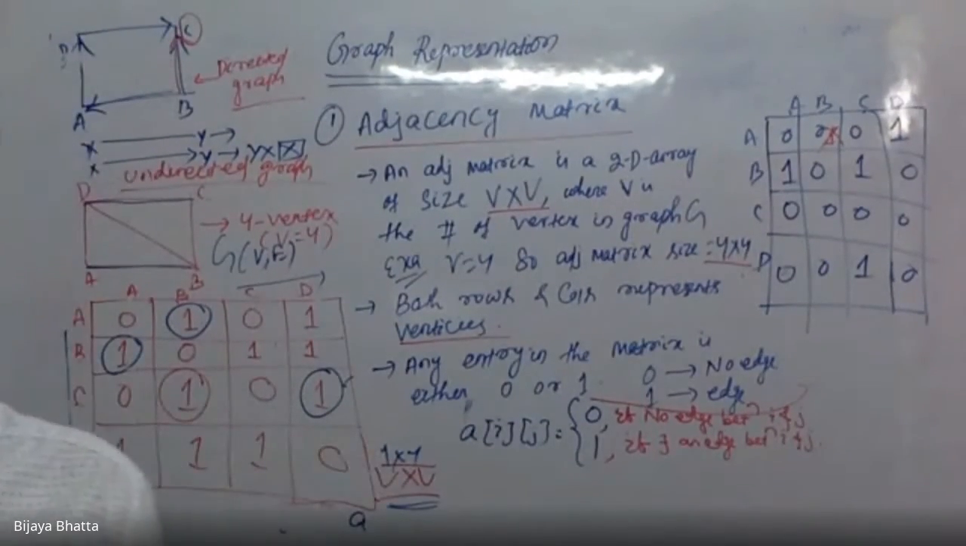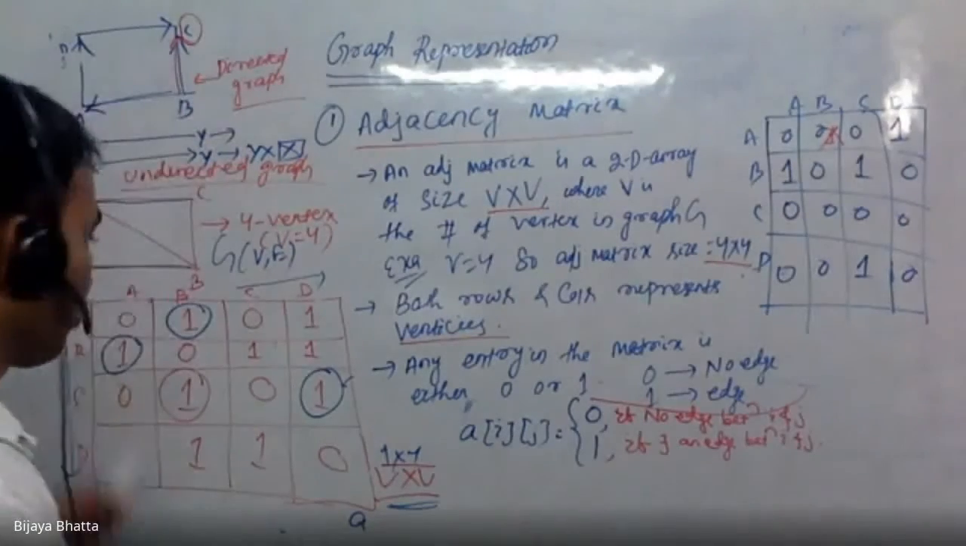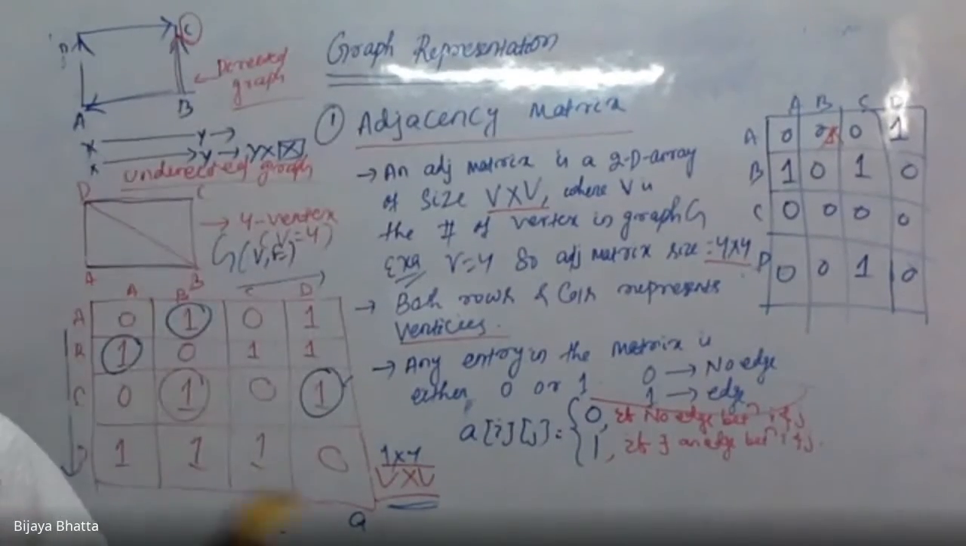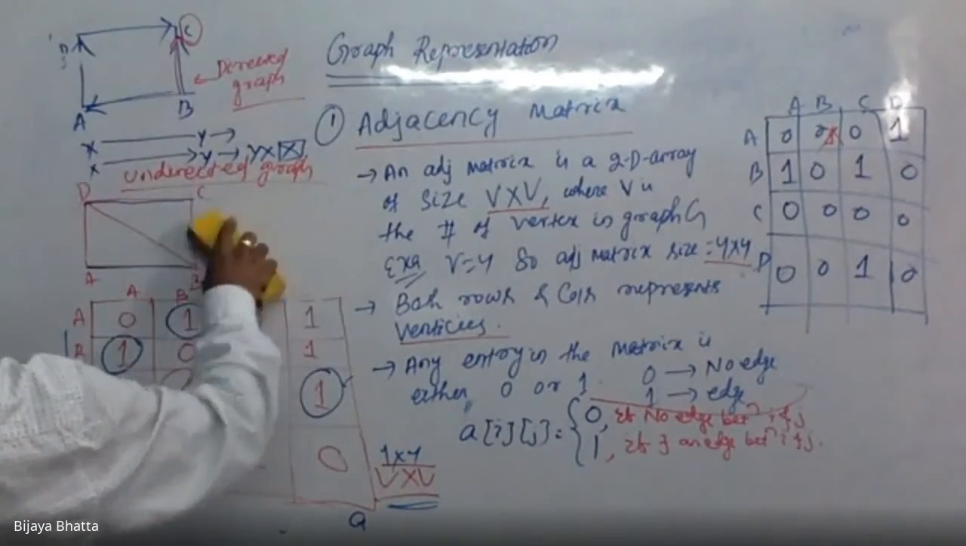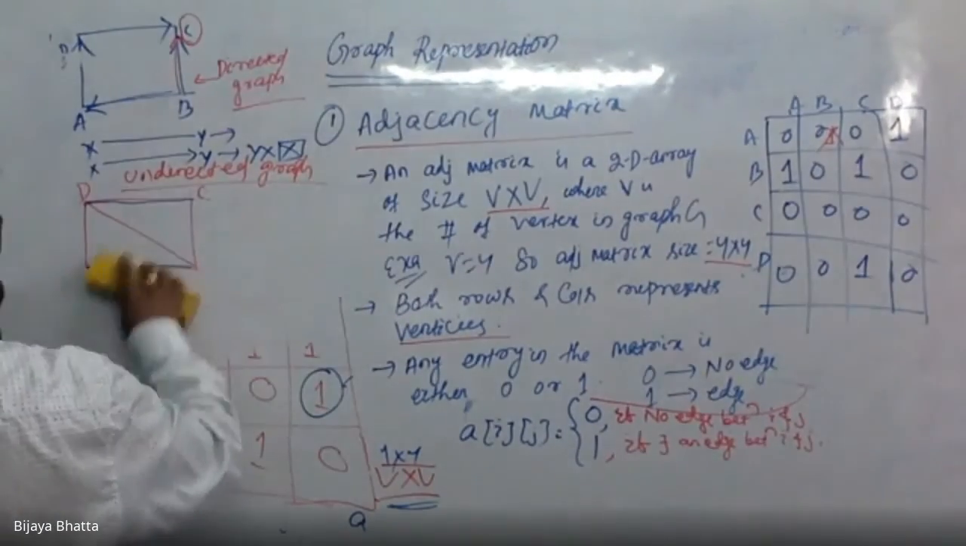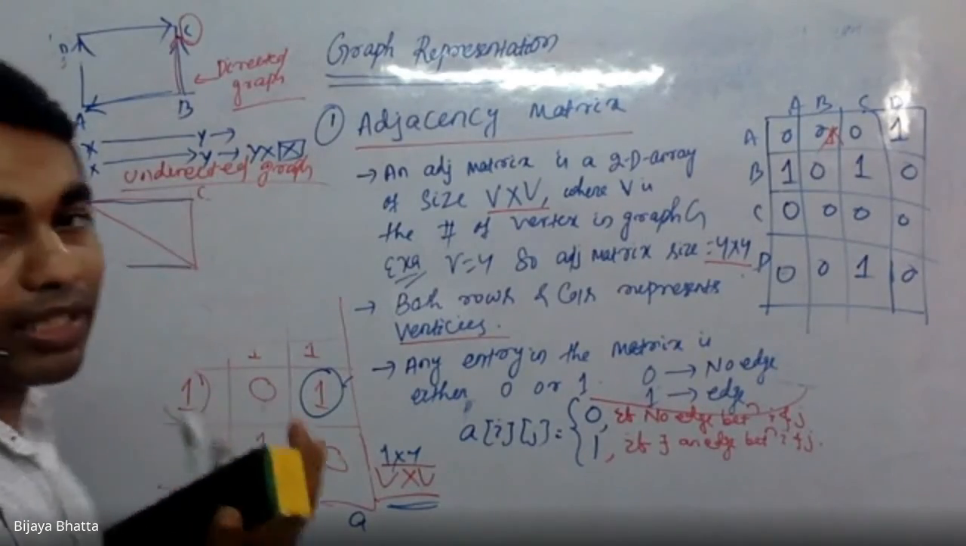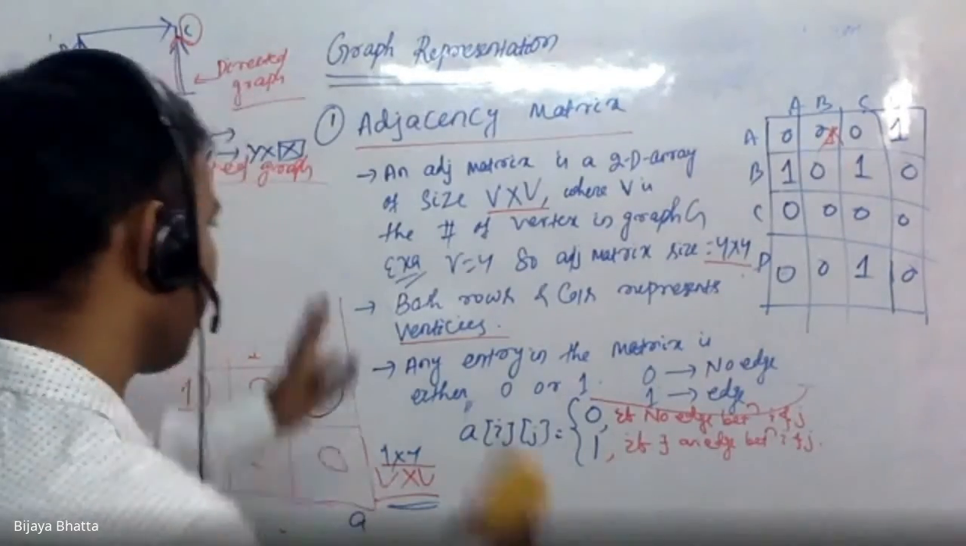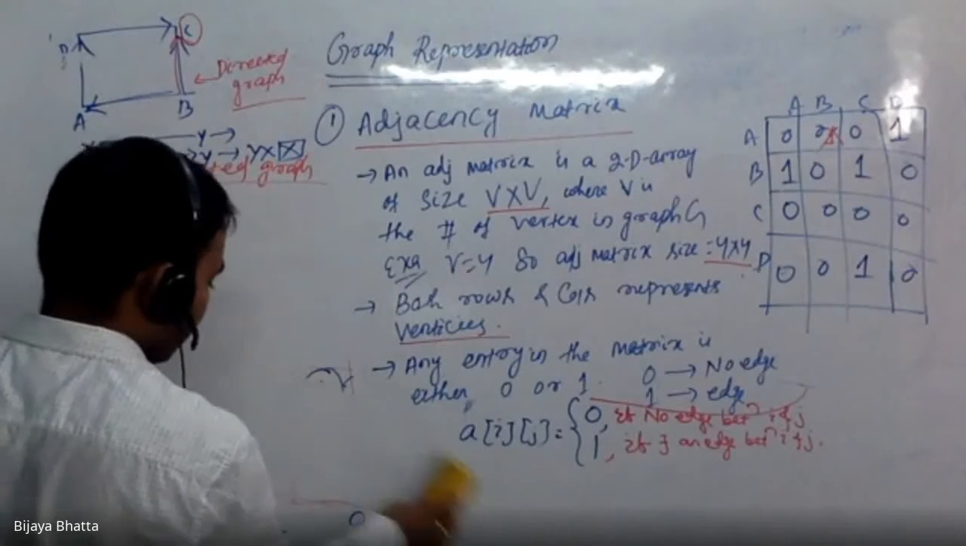Okay, so let's move on. I'll ask one more question. You can make another example. Don't modify, create one more graph. Let me erase this. Suppose I am creating a new example. We discussed the directed graph and the undirected graph. We are still on the adjacency matrix.